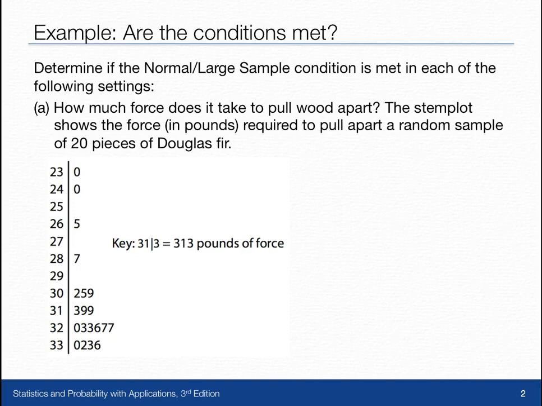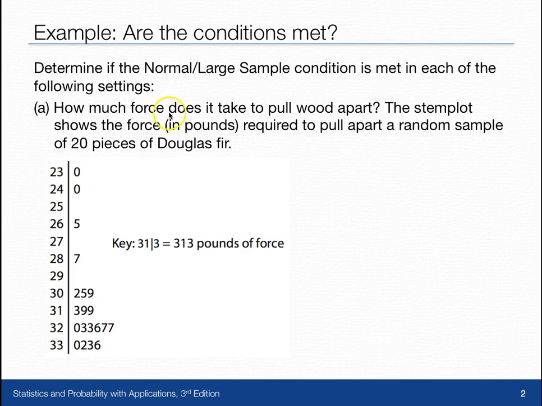First, if the data come from a normally distributed population, the condition will be met. Second, if the sample size is large, and we define large to be more than 30, then we would say the normal large sample condition is met. And if neither of those are satisfied, we'll take a look at the distribution. So if the sample size is small, we can look at the distribution, and if the graph of the sample data shows no strong skewness or no outliers, then we'll say the normal large sample condition is met.